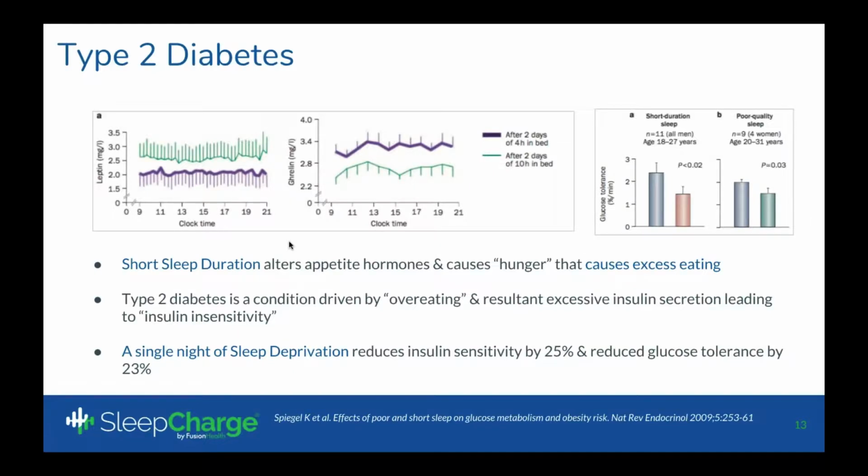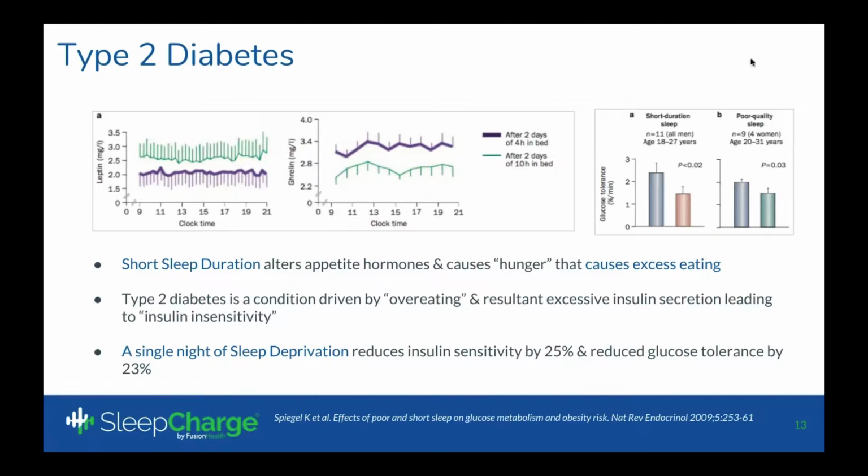And that hunger is what we believe is driving the overeating in type 2 diabetes, resulting in excessive insulin secretion that leads to the insulin insensitivity that we know is a precursor and causative of type 2 diabetes.